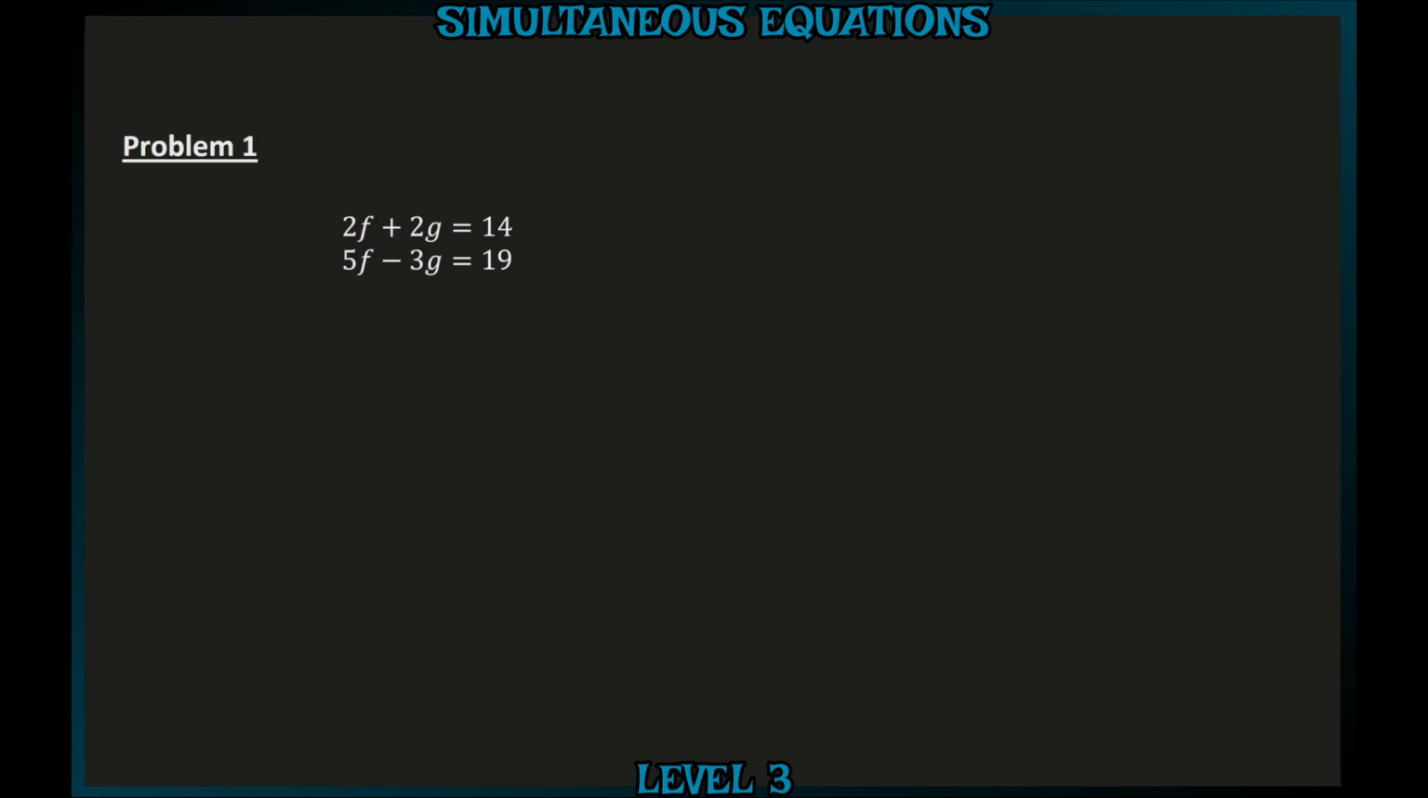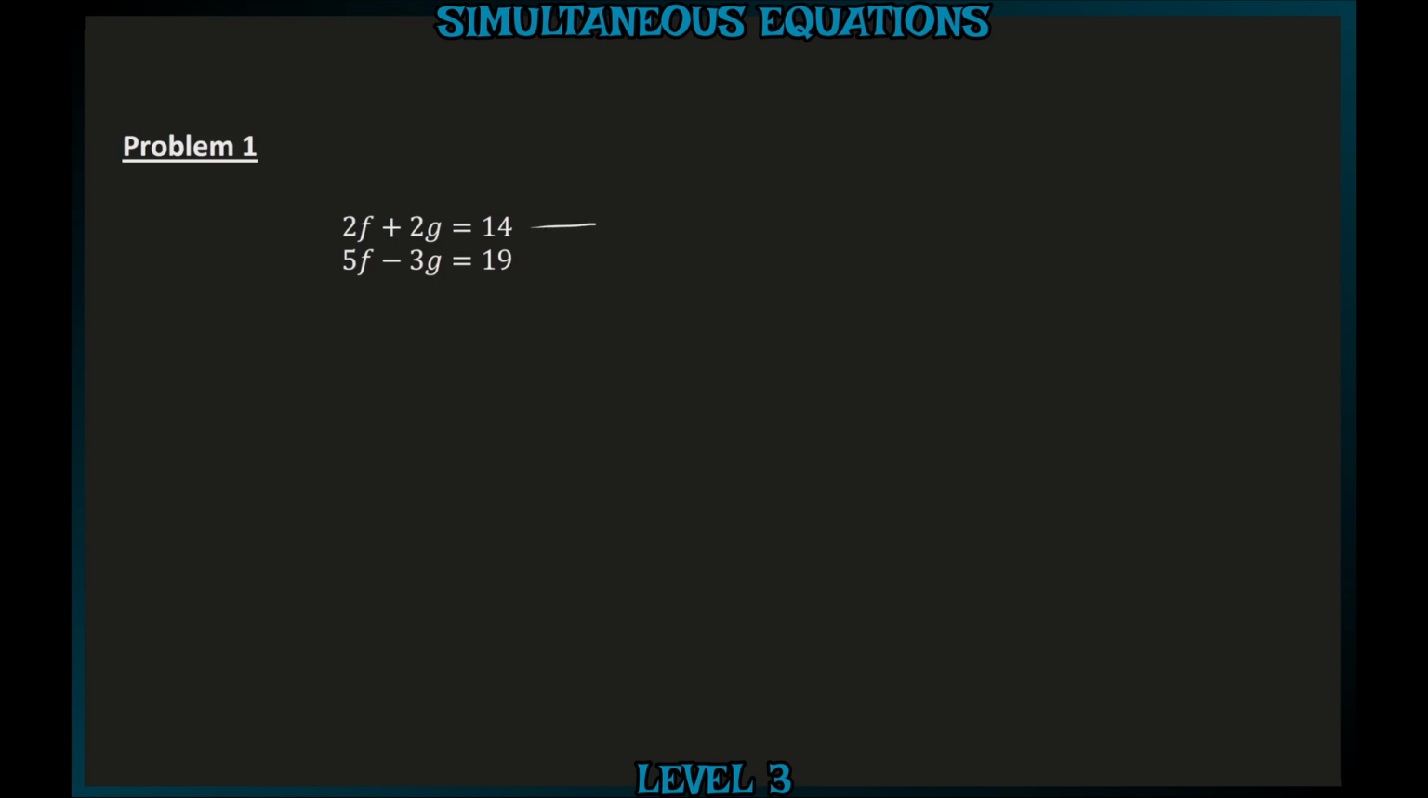So looking at the two equations, we could multiply the first equation by 5 and the second equation by 2, and we'll have 10f in each equation. Alternatively, we could multiply the top equation by 3 and the bottom equation by 2, and this will give us a 6g in the first equation and a minus 6g in the second, and we can add these together to eliminate the g's. I'm going to go with the second option because I think adding is a little bit easier.